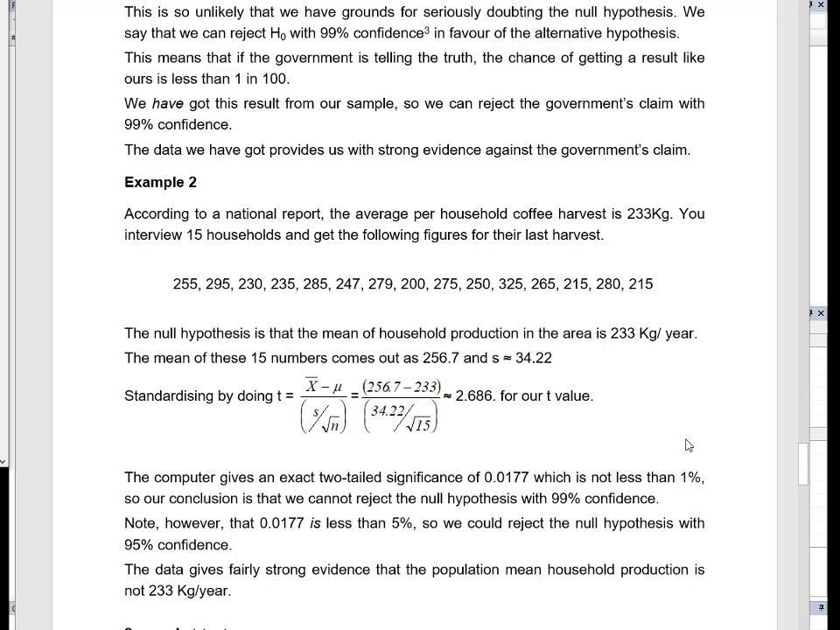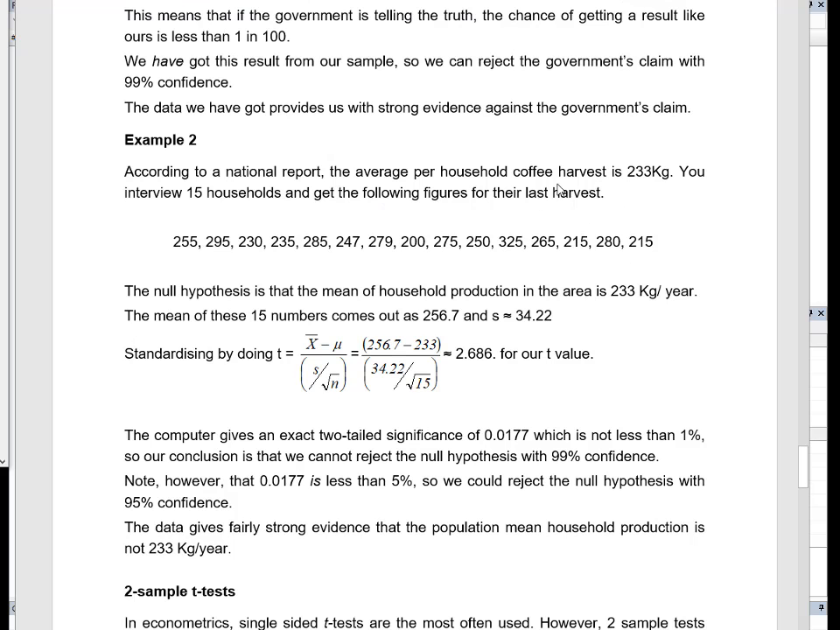Similar one with one key difference here. You're in a country and the national coffee harvest is claimed to be 233 kilograms per household. Okay, fine. You're not sure about that. You want to test the accuracy of that. So you interview 15 households, and these are the figures you get. And your sample mean turns out to be, of these 15 numbers, 256, which is a bit away from 233.